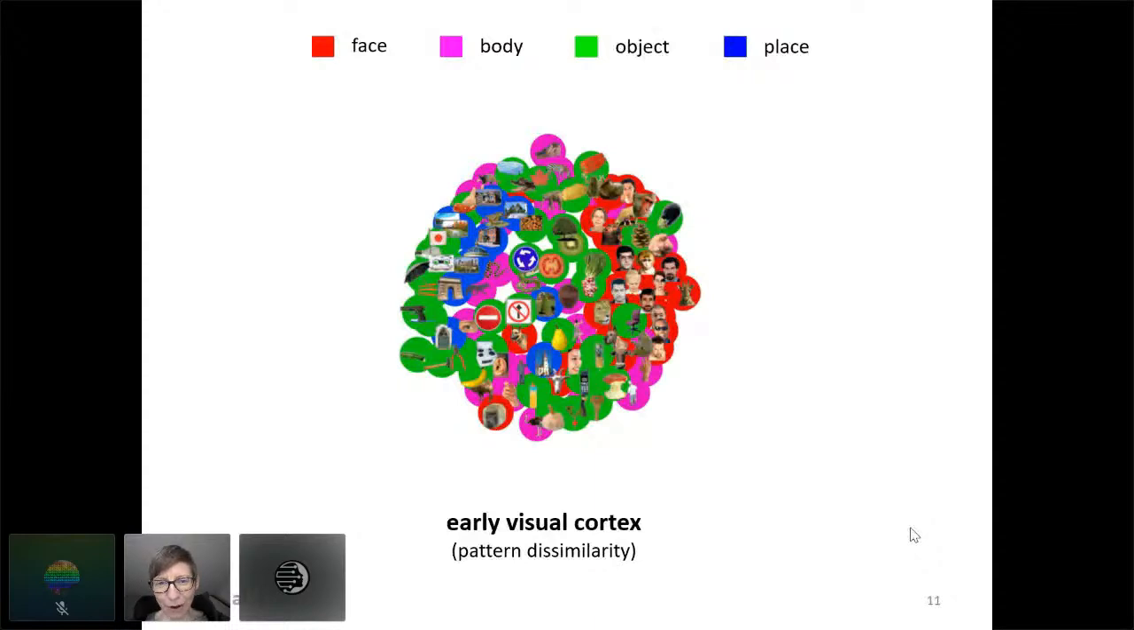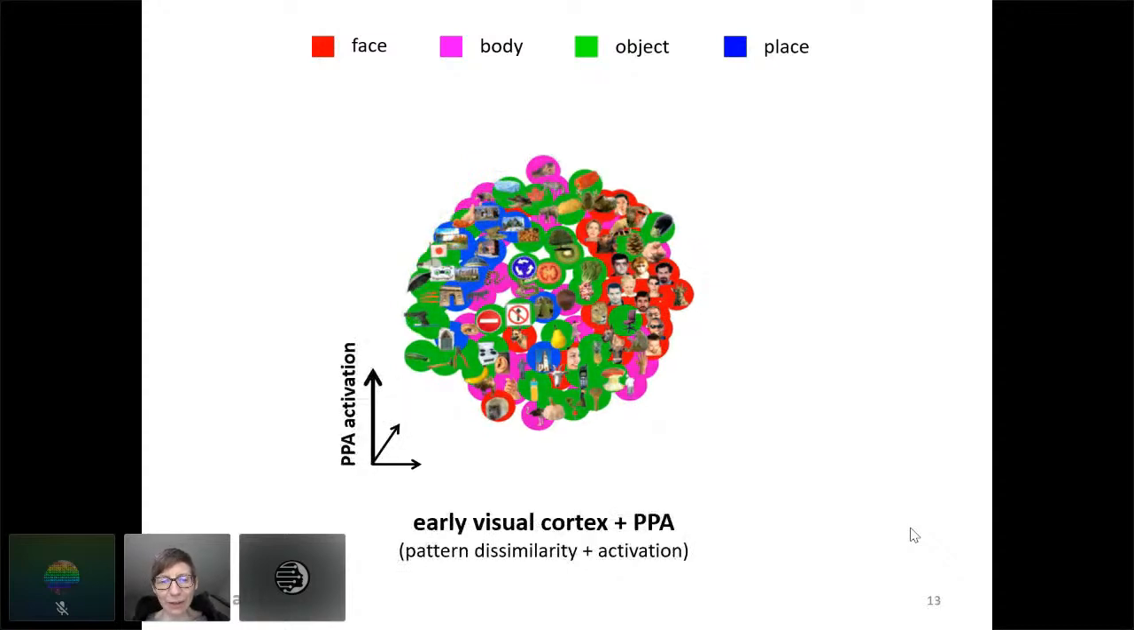And I'm going to now add the PPA activation level so that we can visually inspect whether this ramp would actually explain that level of activation. And I'll do that by adding a third dimension. So this is just the two MDS dimensions in early visual cortex. But now we can add the PPA activation as a third dimension here. So that will be the height of the bars.